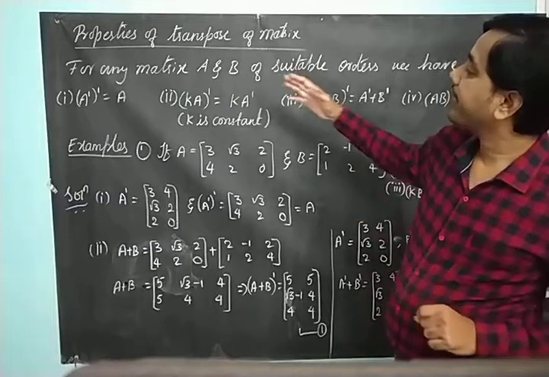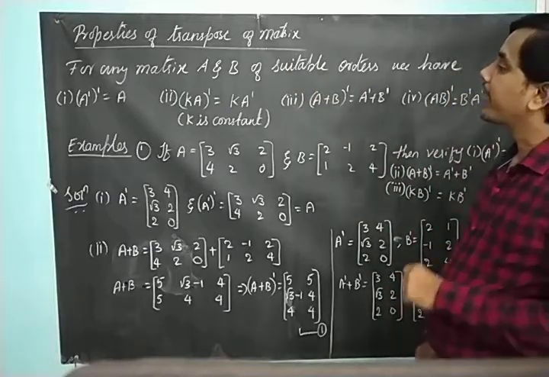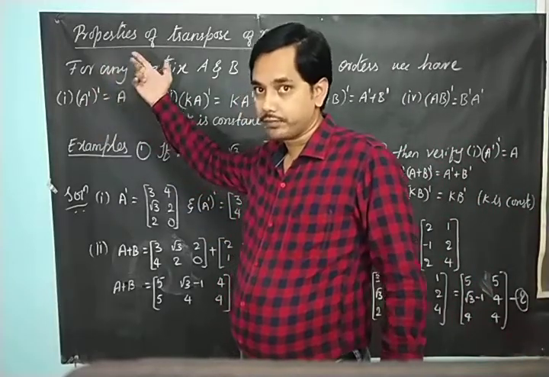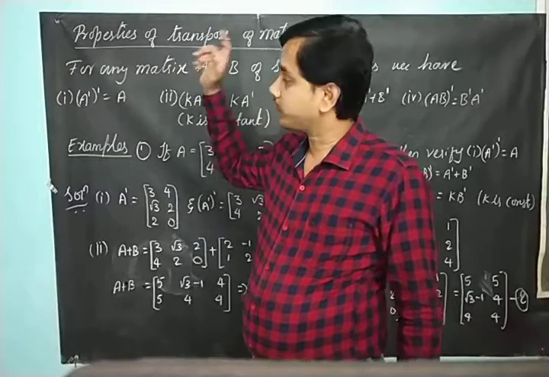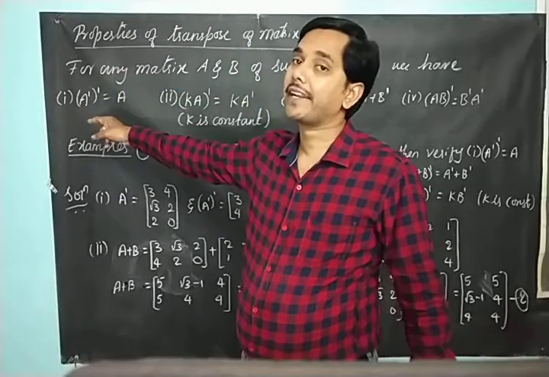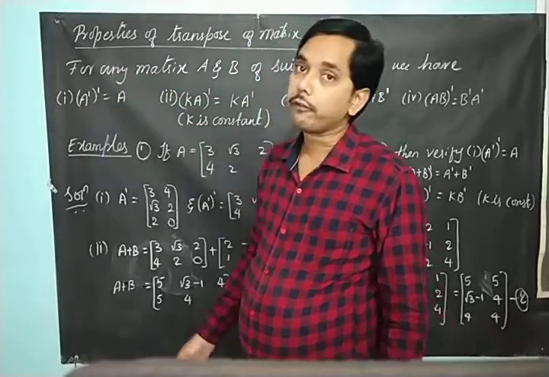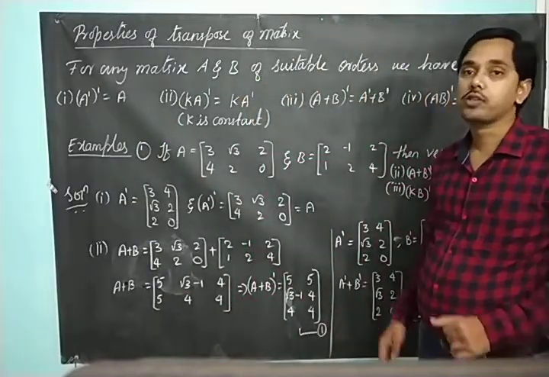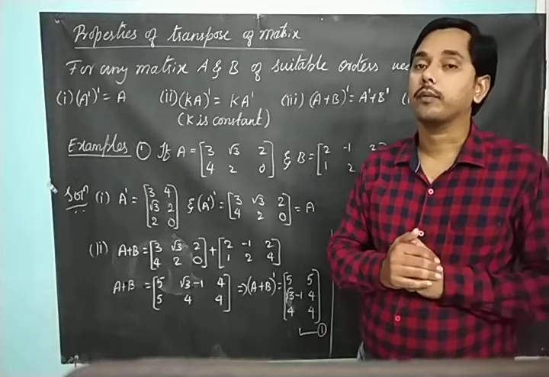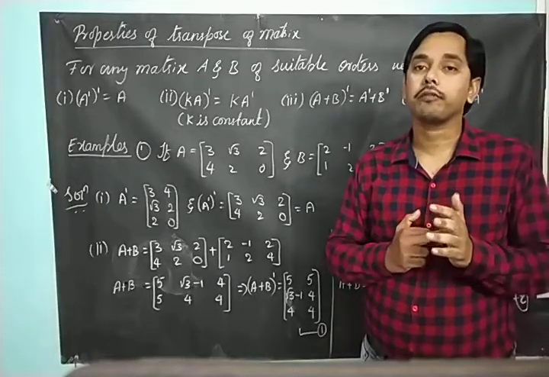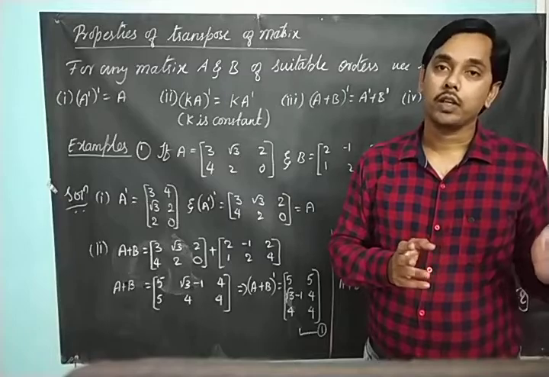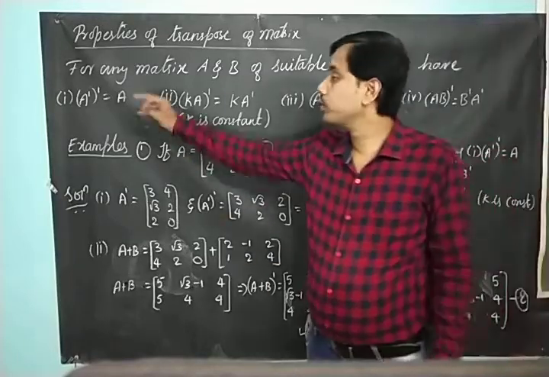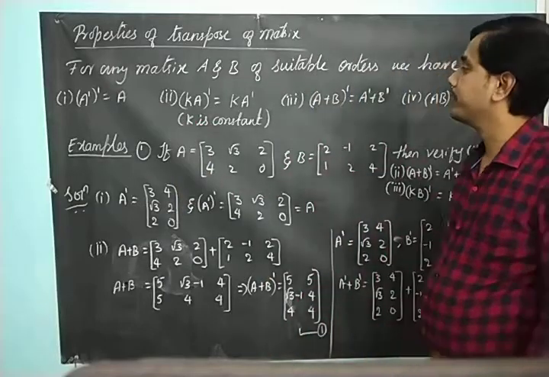So for any matrices A and B of suitable order, what we have here is the transpose of A transpose, or transpose of A transpose, is equal to A. So what do you mean by transpose? Interchanging the rows and columns. So if you interchange rows and columns of A, then A becomes A transpose, right? So the transpose of that A transpose will be equal to A. That we will see with some example, right?